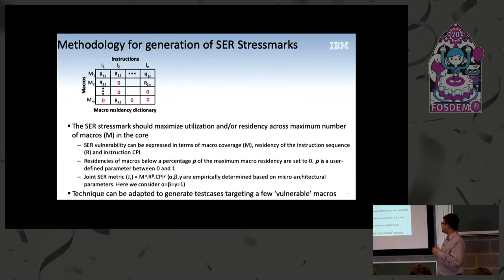And based on this, we determine a joint SCR metric in terms of the macro coverage, the residency, and the CPI. In this case, just for the purpose of an initial evaluation, we considered single CPI instructions because it obviously depends on the clock frequency. As a joint SCR metric, we just consider the product of the macro coverage M and the residency R. And this looks at the entire ISA and the entire processor, but we can adapt it to a subset of a few instructions or a few macros to focus on the targeted errors that I spoke about. So if you want to look at a particular set of vulnerable bits or vulnerable latches or macros, we can do that as well.